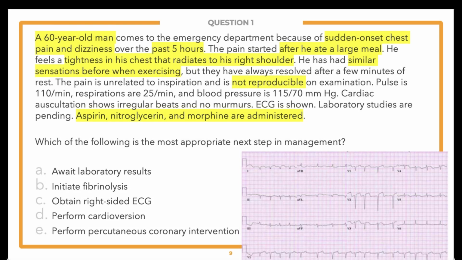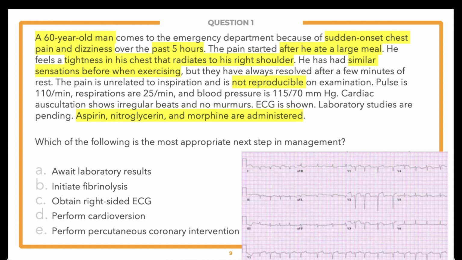All right, so we've got the classic 5 options. That's always what you're going to see. We'll look through the options here. Option A, await lab results. Option B, initiate fibrinolysis. Option C, obtain right-sided EKG. Interesting. Option D, perform cardioversion. And option E, perform percutaneous coronary intervention.